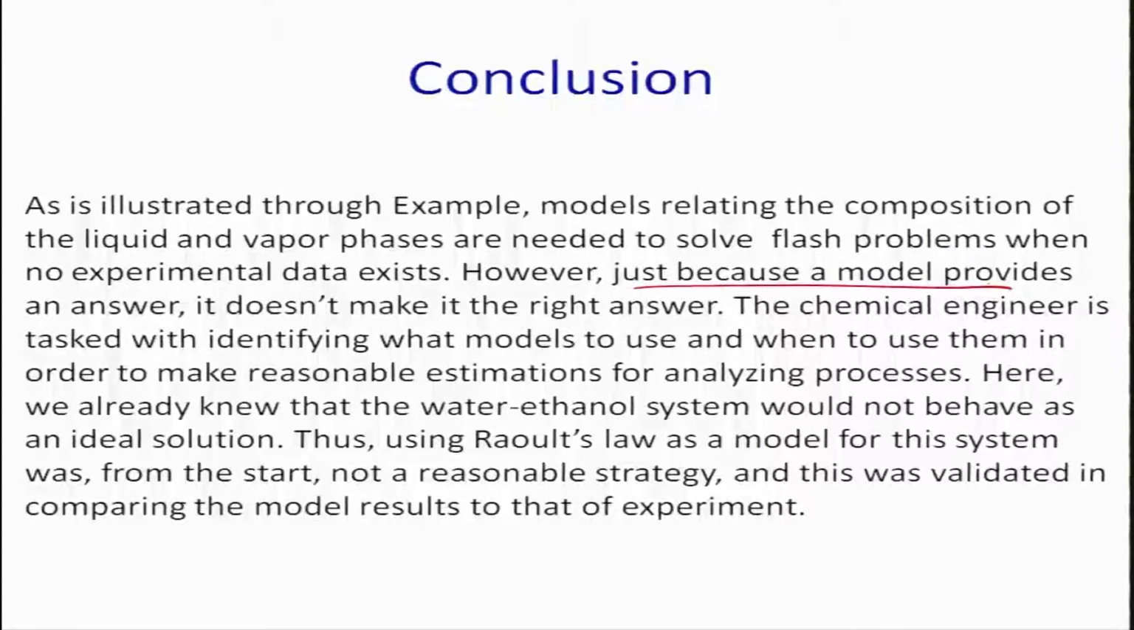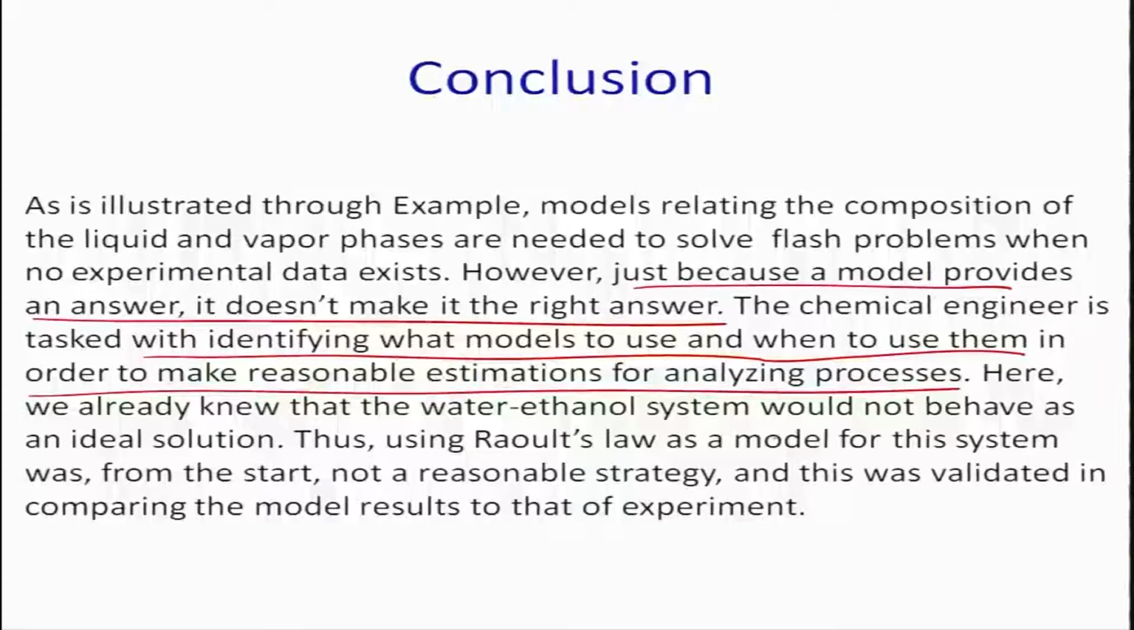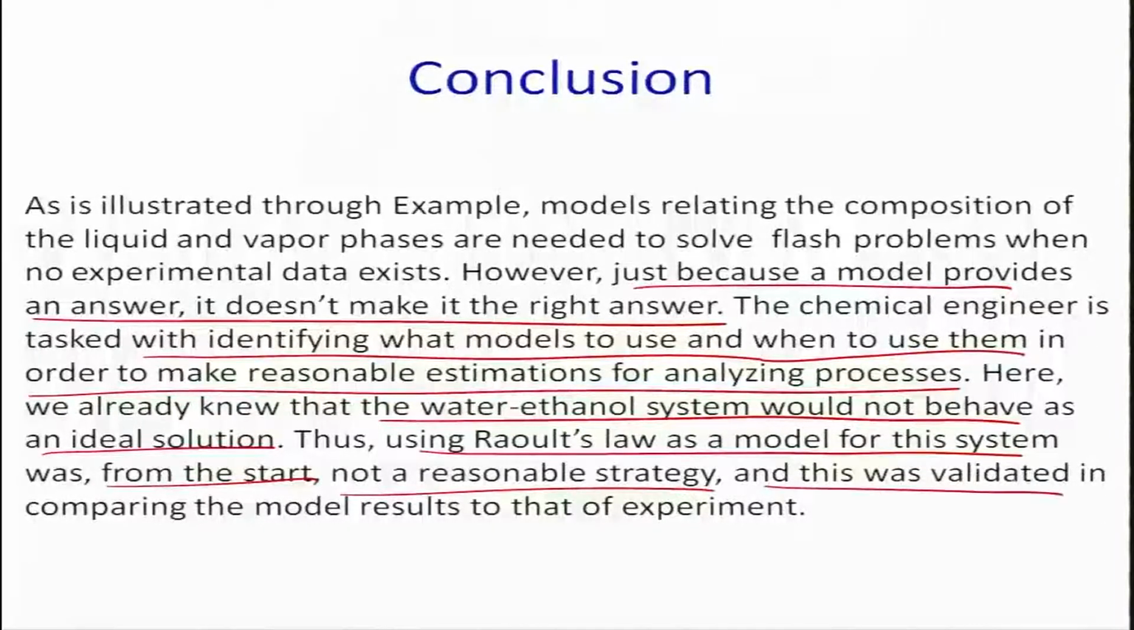just because a model provides an answer, it does not make it the right answer. The chemical engineer is tasked with identifying what models to use and when to use them in order to make reasonable estimations for analyzing processes. Here we already knew that the water ethanol system would not behave as an ideal solution. Thus, using Raoult's law as a model for this system was from the start not a reasonable strategy, and this was validated in comparing the model results to that of experiment. So, this is something which we can conclude based on this exercise.